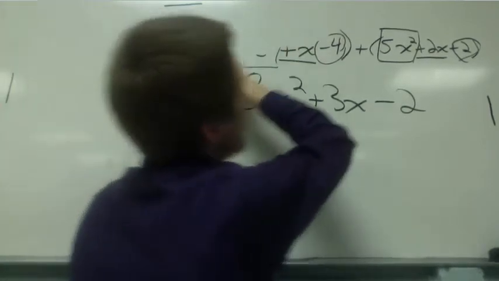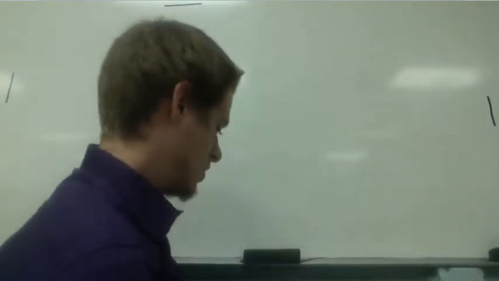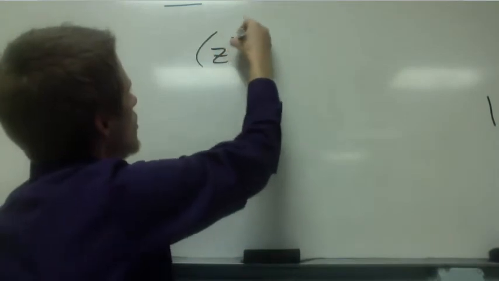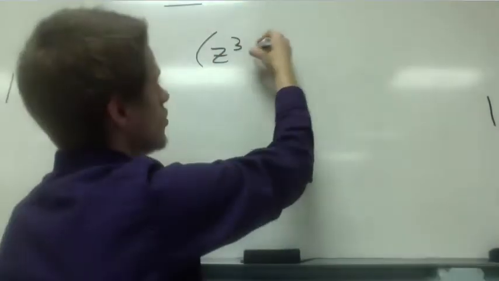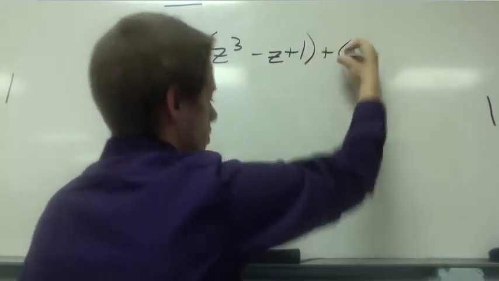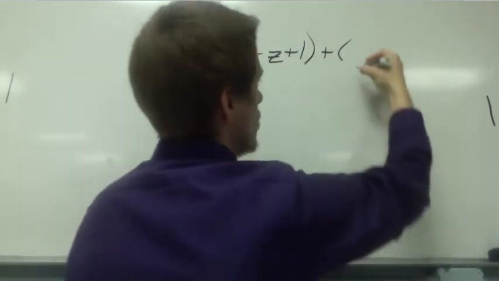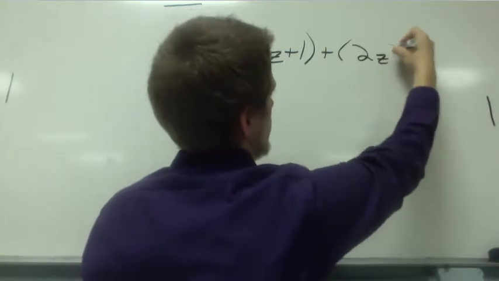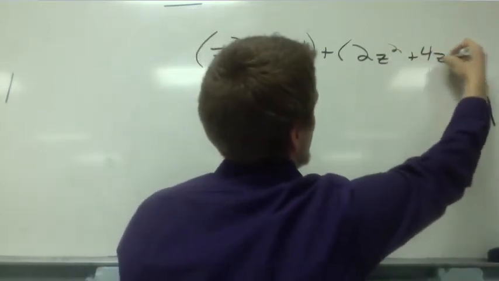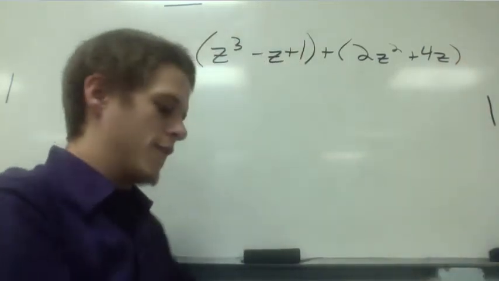Next one I want you to look at, also adding polynomials. Z cubed minus z plus 1. We're going to add that to 2z squared plus 4z.